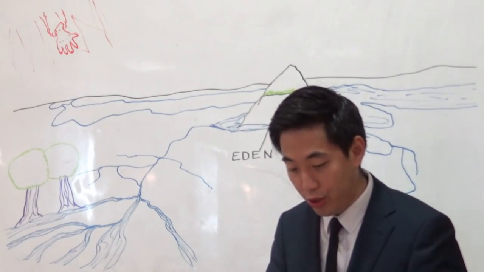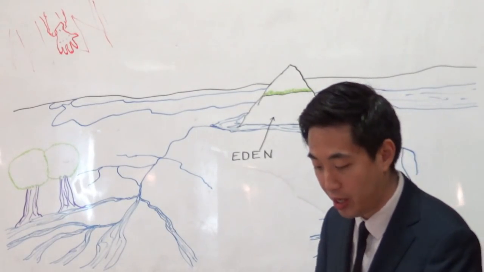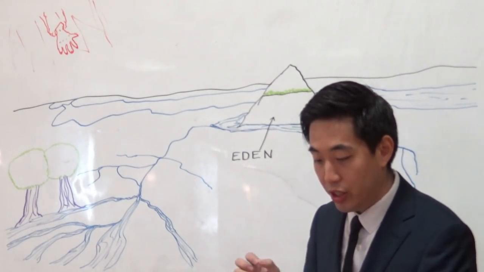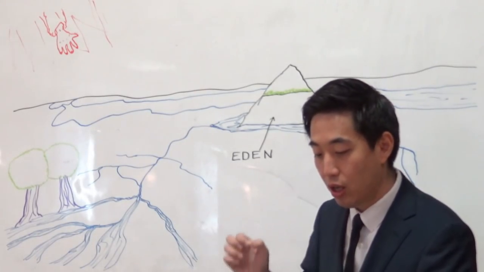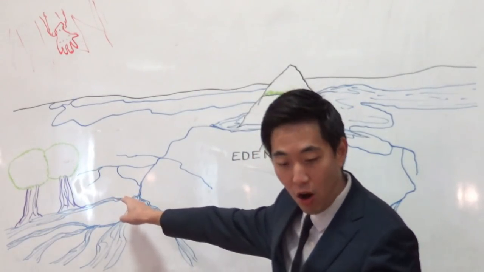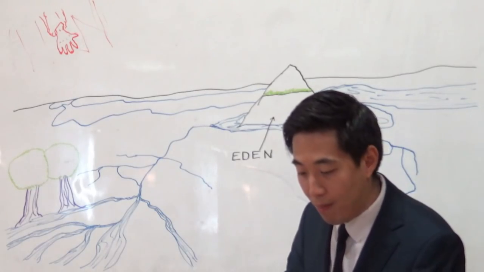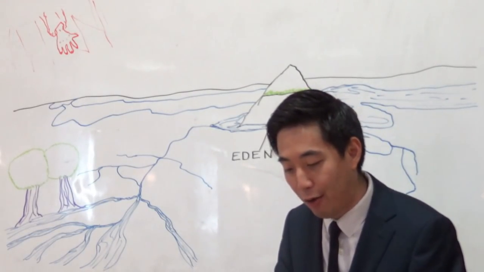Genesis chapter 2. Let me tell you something that's interesting here: in Genesis chapter 2, verse 9, we see that the tree of the knowledge of good and evil is at the midst of the garden, we know that, and if it's from there, then where is it coming out from?